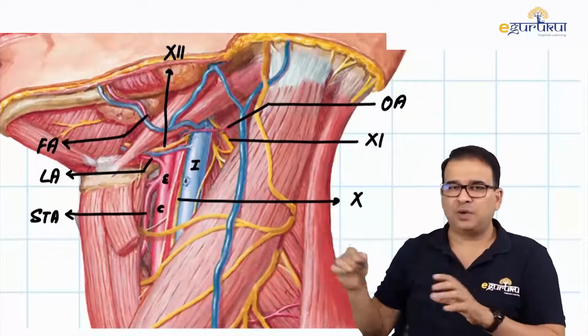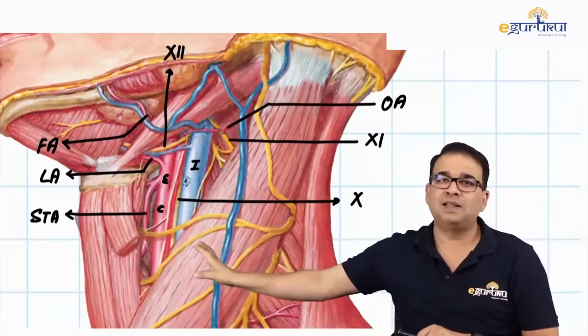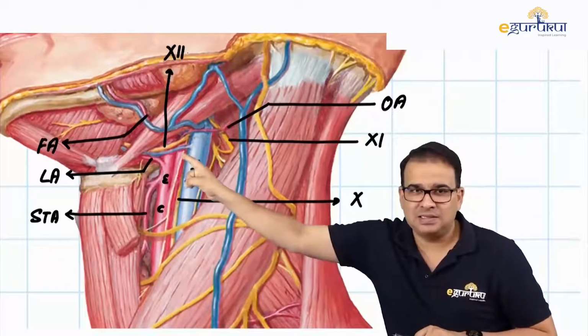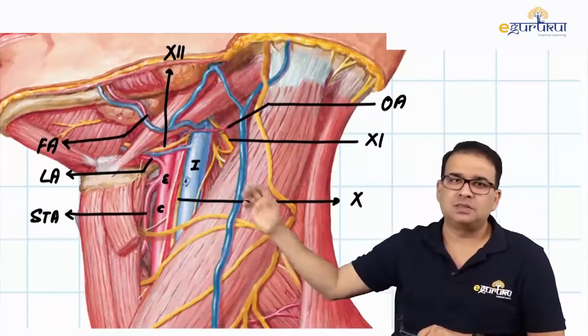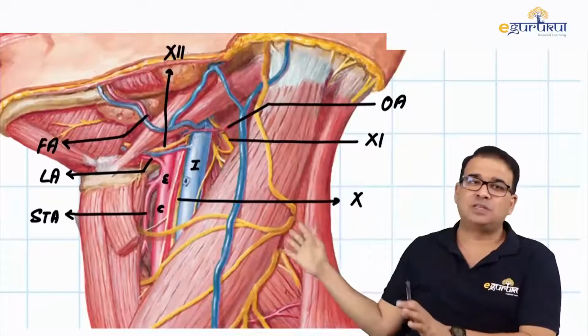I cannot appreciate the loop right now because it is covered by the sternocleidomastoid. But at least I can see the descendens hypoglossi, and I can also see the descendens cervicalis here. Sympathetic chain will be there on the posterior side. I cannot see it from here.